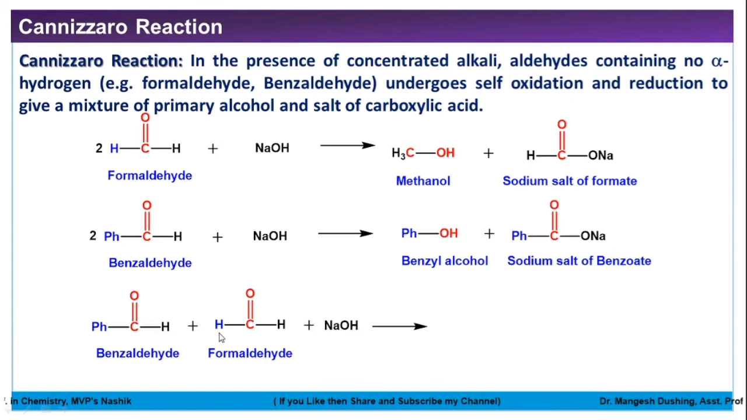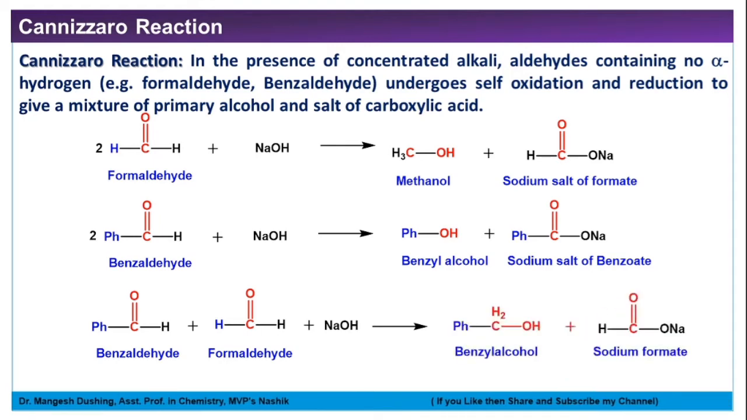These cross Cannizzaro reactions are somewhat difficult because there will again be self oxidation reduction reactions of each one. So benzaldehyde can react with another molecule of benzaldehyde. Same case for formaldehyde also. One formaldehyde can react with another molecule of formaldehyde. So four products are possible. But in this particular reaction, we will get these two products, that is benzyl alcohol and sodium formate.